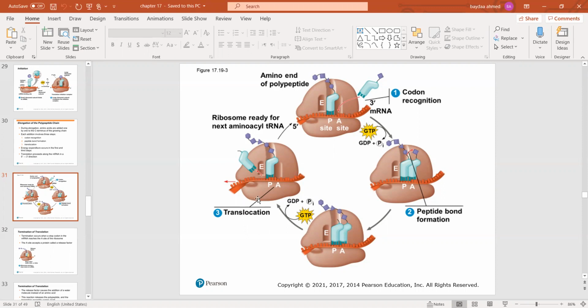In translocation, the ribosome translocates the tRNA in the A site to the P site. At the same time, the empty tRNA in the P site is moved to the E site, where it is released. The mRNA moves along with its bound tRNAs, bringing the next codon to be translated into the A site.